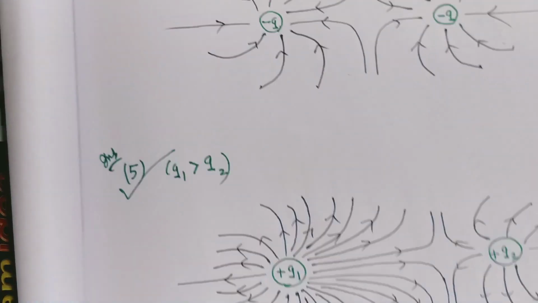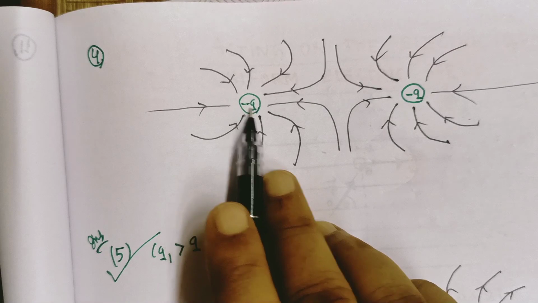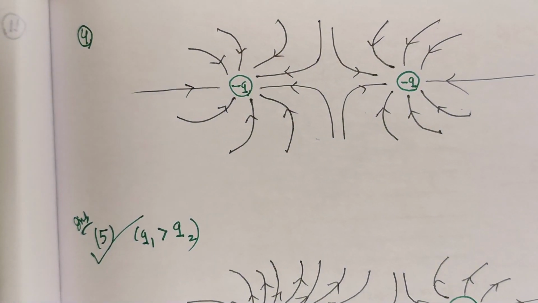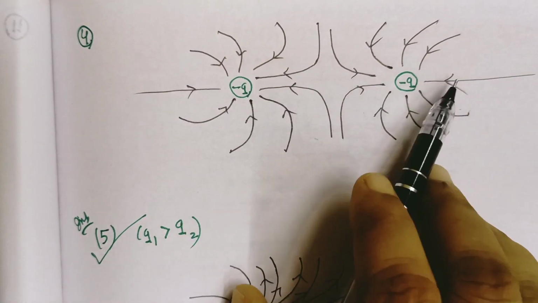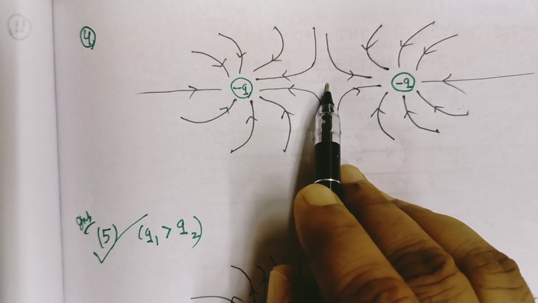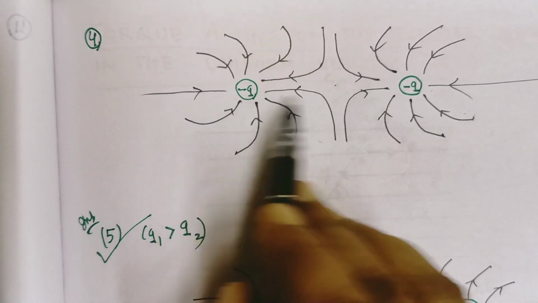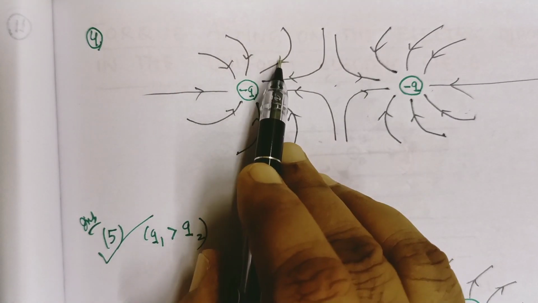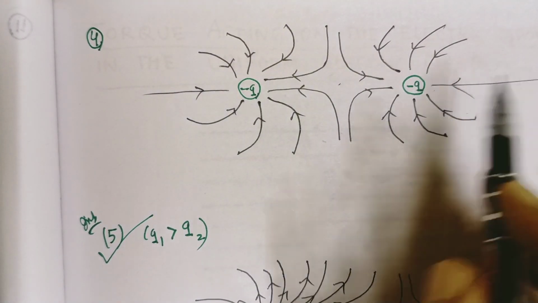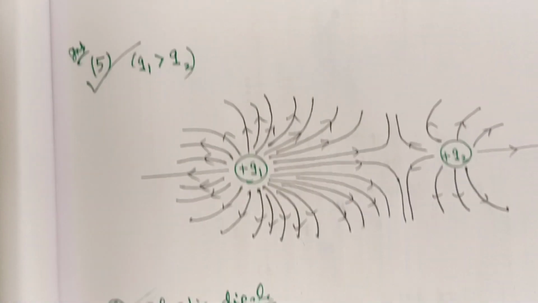Then another question for you. This is the electric lines of force for two negative charges. We have already discussed two positive charges; this is two negative charges. As both the charges are the same, the number of lines of force should be the same. The neutral point is at the middle point. As a negative charge, the arrow mark should be inside. The examiner will check whether the arrow mark is properly given or not, and whether the neutral point is properly selected or not.